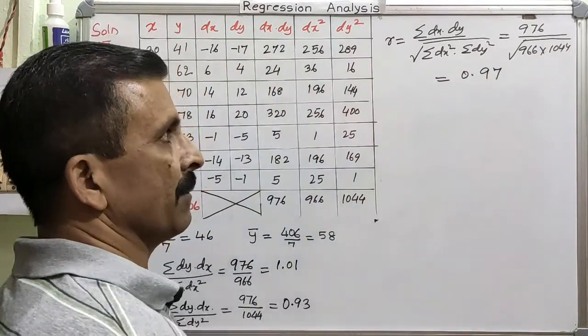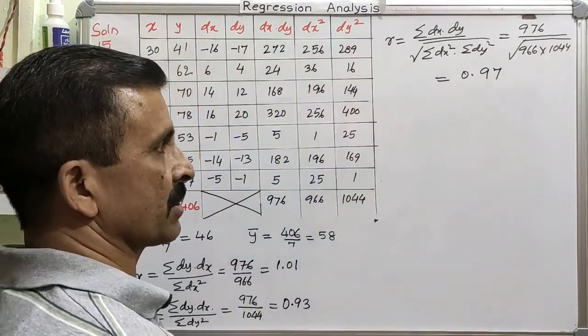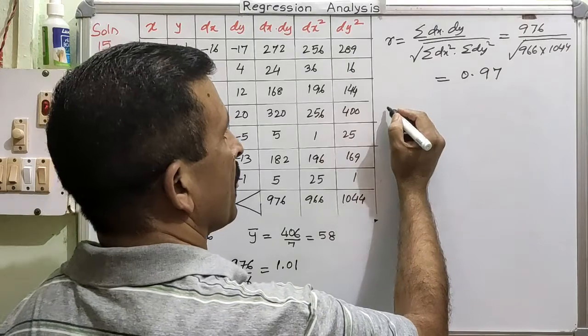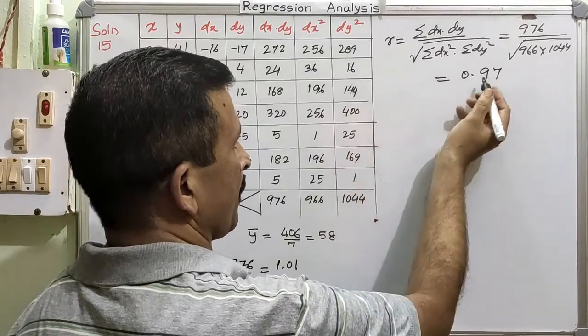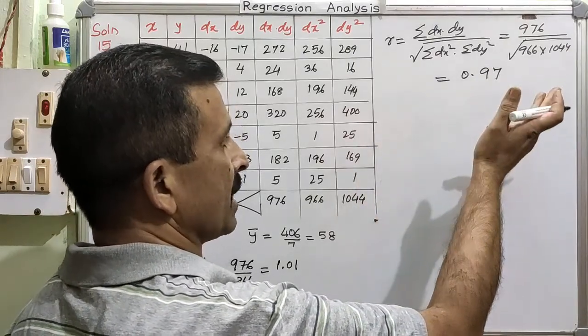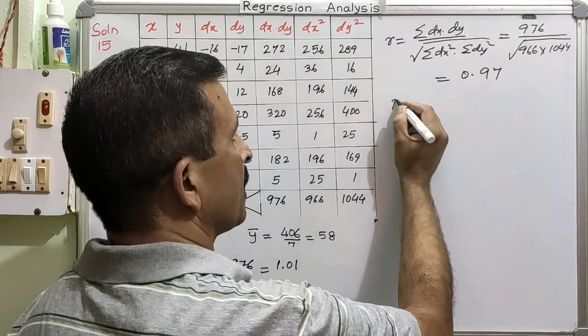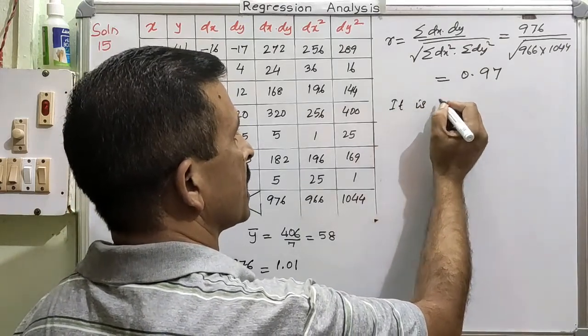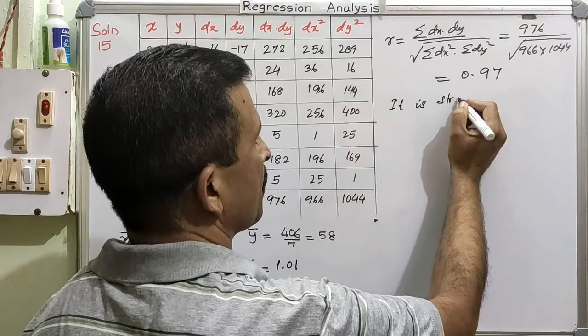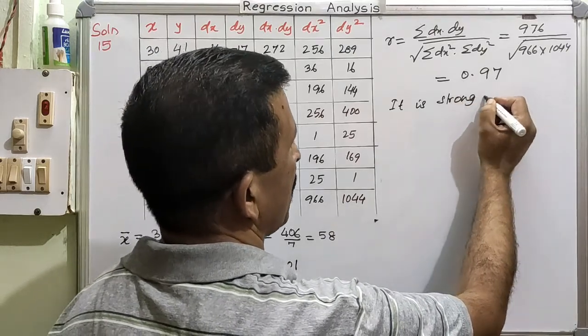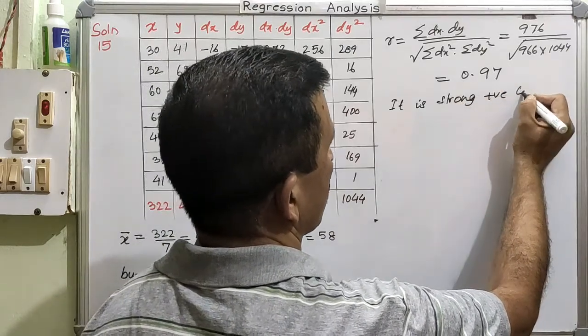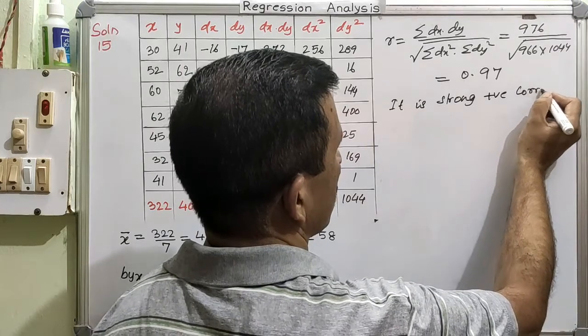And when you are interpreting the result, what will you say? Since it is positive, it will be positive correlation and it is very strong. So we'll say it is strong positive correlation.